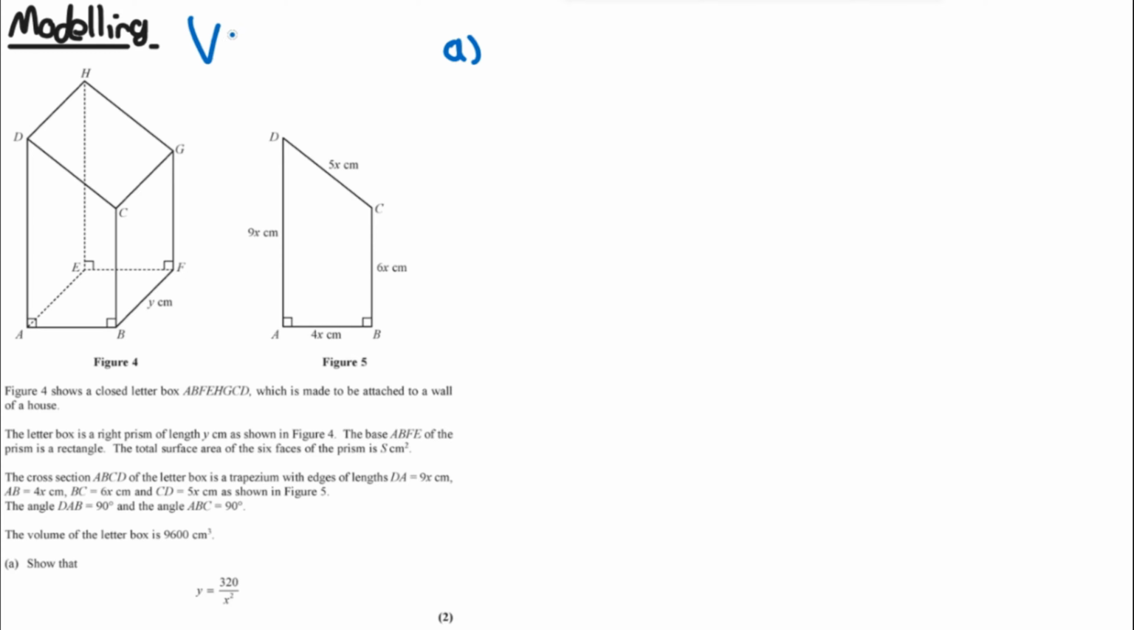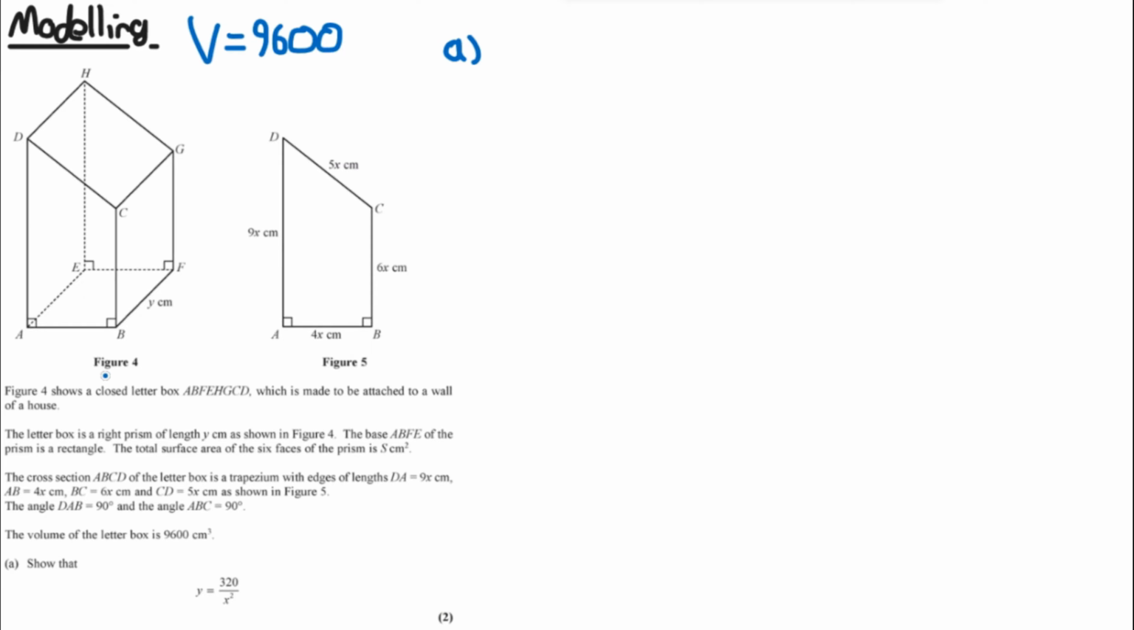So the volume is equal to 9,600. And this is useful because, as I talked about in the intro, we can use this in order to create an equation, because we can find the volume of this prism and then equal it to 9,600, and therefore we can create an equation which hopefully should give this here, which is what we're looking for.